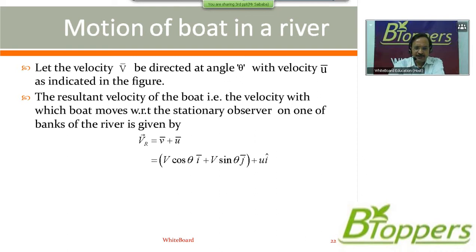As I discussed previously, this V bar you can write as V cos theta into i bar plus V sin theta into j bar. I bar is the unit vector along the x-axis, j bar is the unit vector along the y-axis, and U bar you can write as U i cap. So if you write these two terms at one place, VR bar is V cos theta plus U into i bar plus V sin theta into j bar.